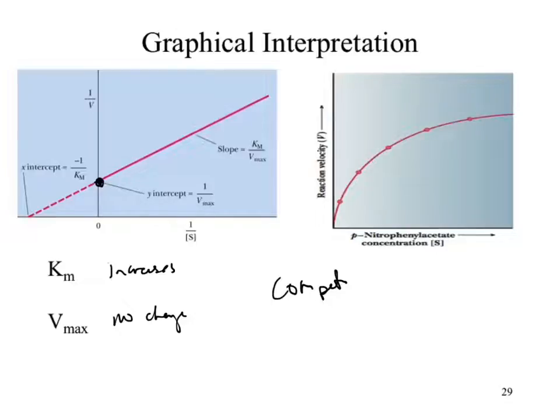What happens to the x-intercept? Km gets bigger. 1 over Km gets smaller, but since it's negative, it slides closer towards the 0, and we end up getting something along those lines. Kind of make sense?